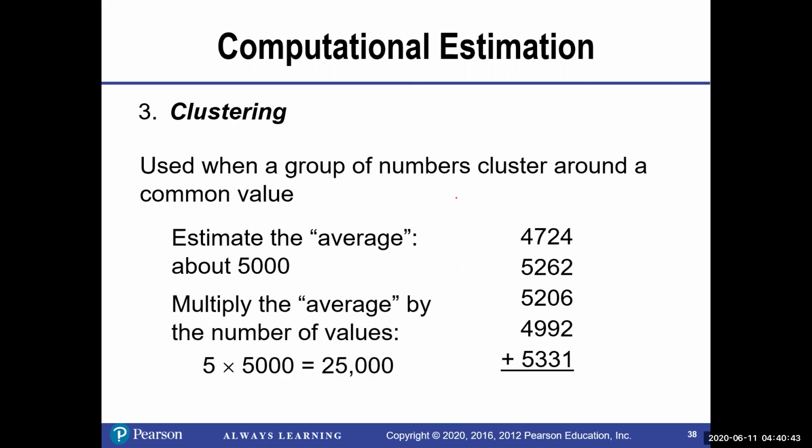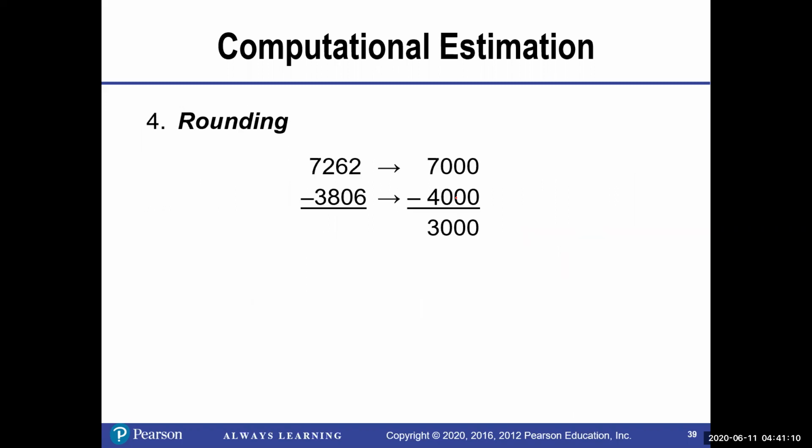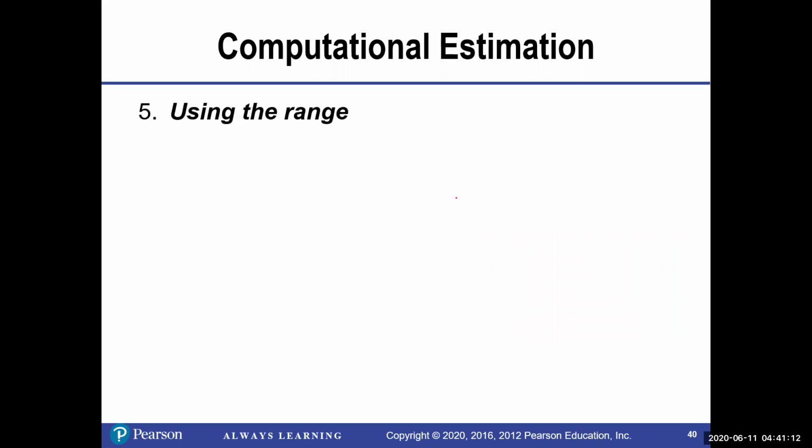So 4,724 is approximately 4,700. Okay, or it's approximately 5,000, and 5,262 is also approximately 5,000. Sorry, why am I giving wrong numbers? So these numbers are approximately around 5,000, and you do that and round these numbers.